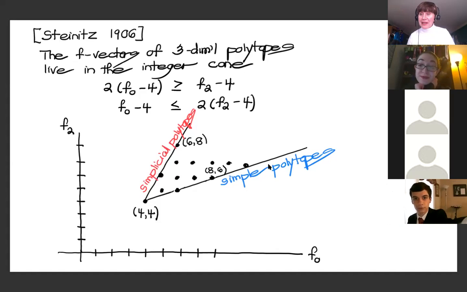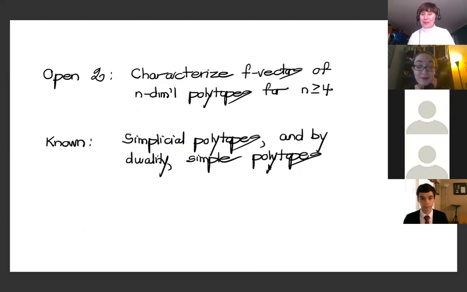Okay, so what about 4 dimensions? We're doing great. We know 2, we know 3, we know 4. No. It turns out already, this is an open question, to characterize the f-vectors for polytopes of dimension 4 or more. It turns out in the case of simplicial polytopes, and by duality simple polytopes, this is actually known. Characterizing f-vectors of any simplicial polytope is actually known. So I'm going to say something about that just so you know the background on that.